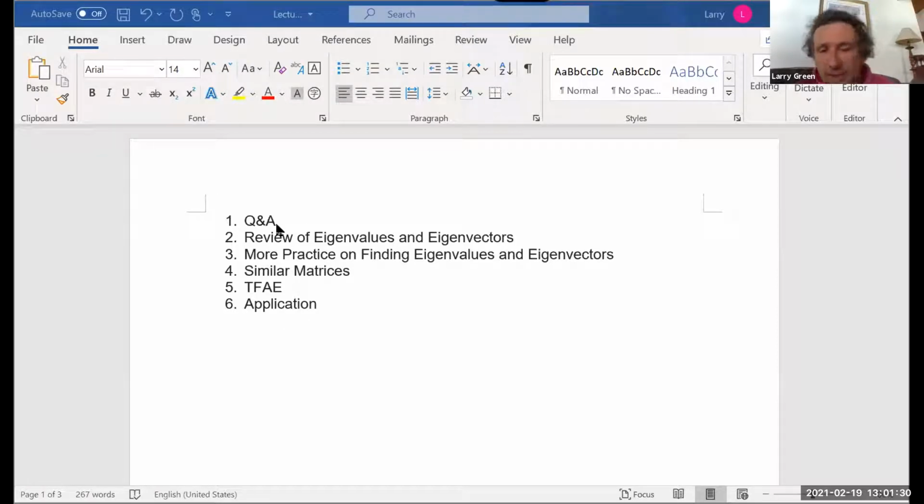Okay, so it's actually kind of a light day in terms of material. I think you'll enjoy that. There's even a chance we'll finish early, but I always say that and it never happens, but you never know. So I'll start out with questions as always. If you have any questions when I finish talking about the agenda, I'll answer your questions.